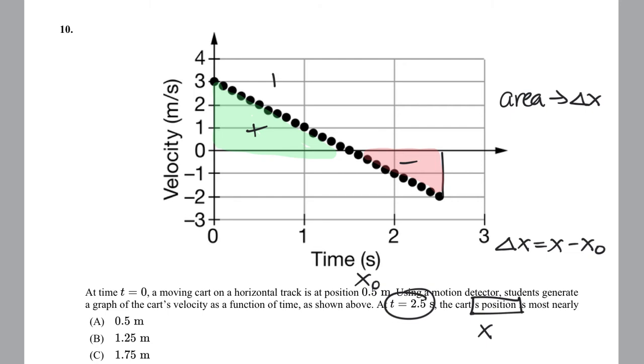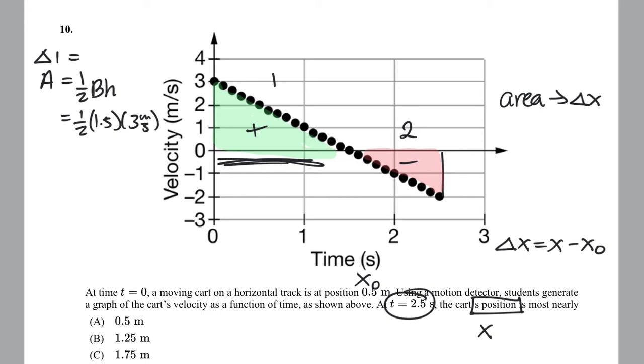I'm just going to label it triangle 1 and triangle 2. Triangle 1: the area equals 1/2 of base times height. That is the area of a triangle. So 1/2 of the base of the triangle, which is 1.5 seconds, times 3 meters per second, that's going to be the velocity. So we know that the area is going to be 2.25 meters. So 2.25 meters is going to be the change in position.